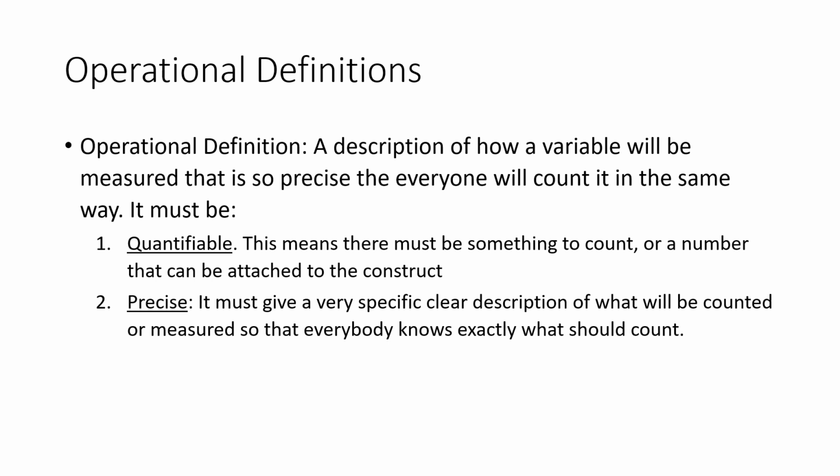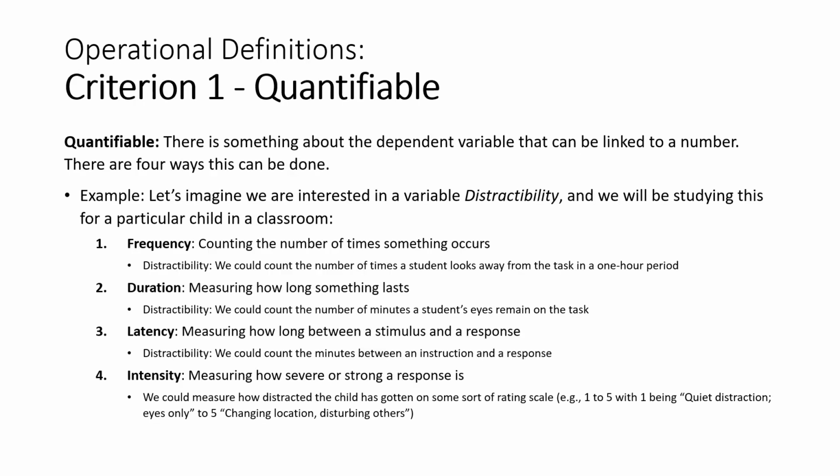And then precise. It's got to be so specific, so clear what we're going to count or what we're going to measure that everybody knows exactly what it is that should be counted. So let's tease these out a little more. When we think about quantifiable, we think about 4 different things about the dependent variable that we could measure. And we're going to use an example and definitions of these 4 ways.